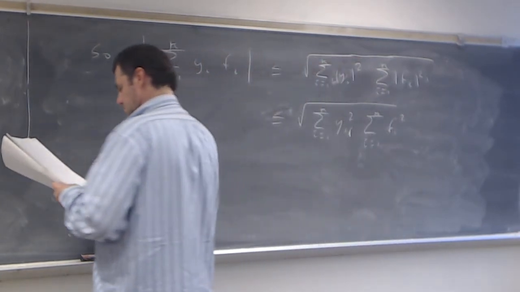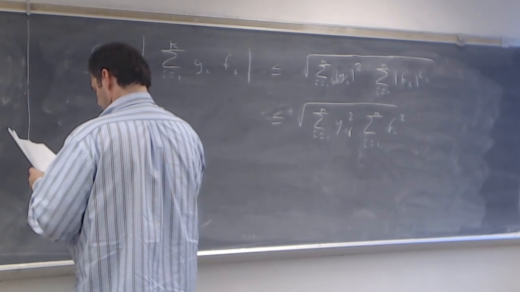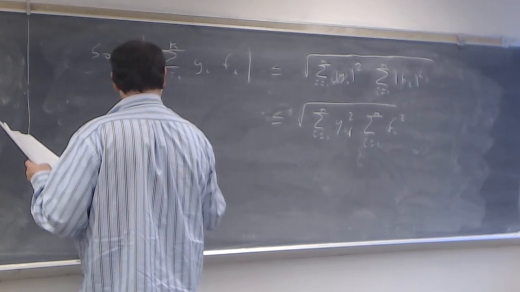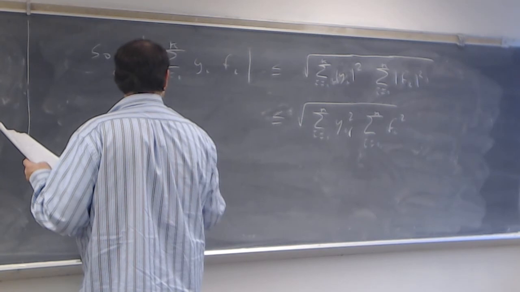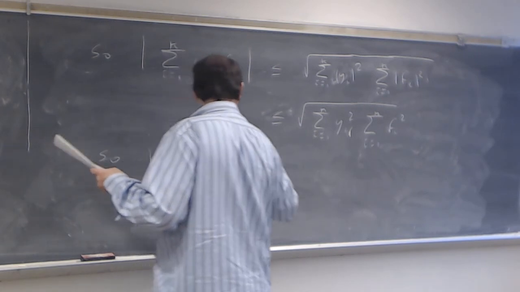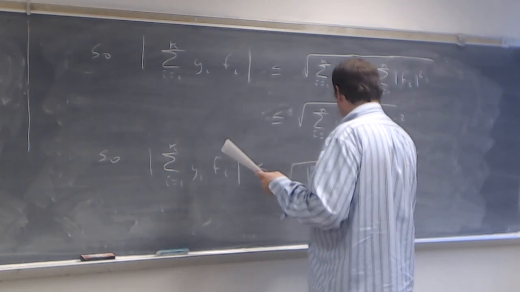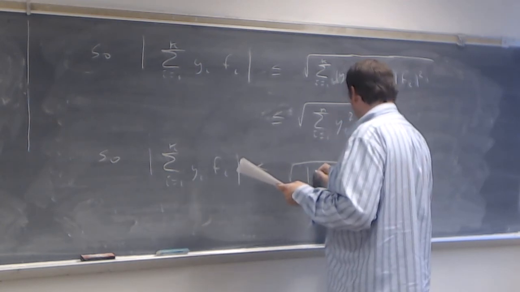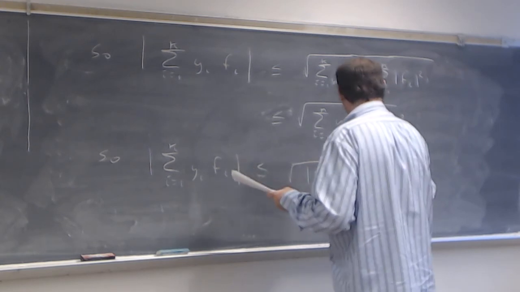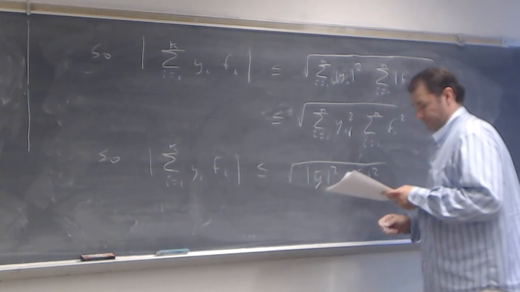And so what we did is that this absolute value here, the sum as i runs from 1 to k of y sub i, f sub i, is going to be less than or equal to the square root. This part right here would be the norm of y bar squared, and here this would be the norm of f bar squared.